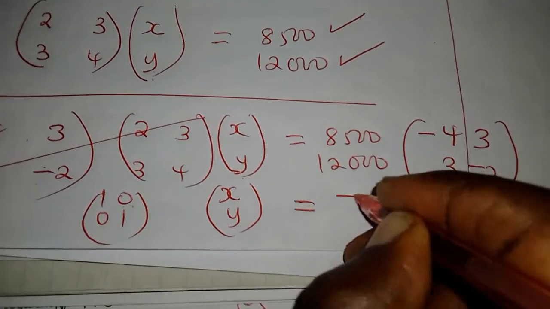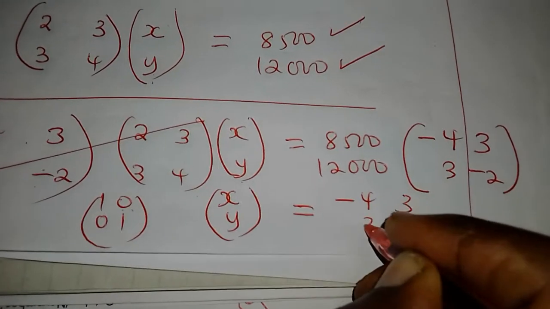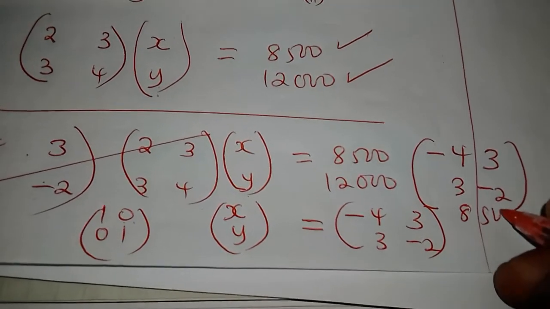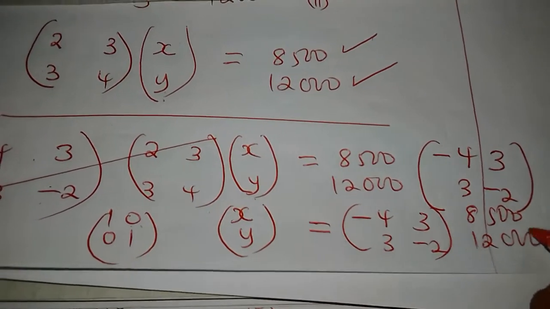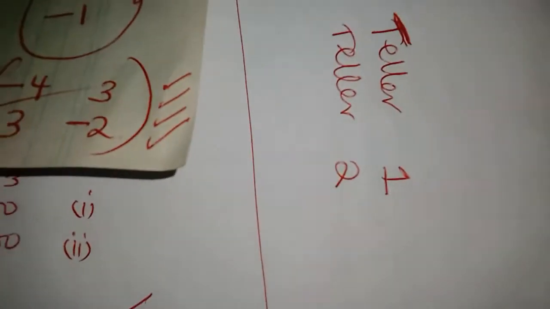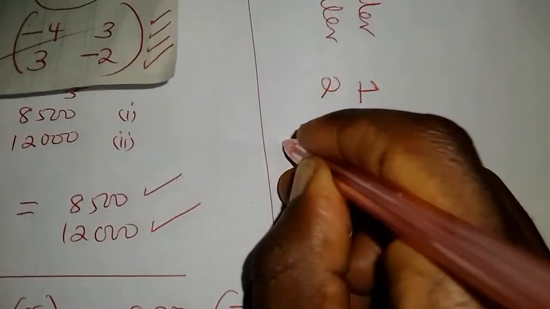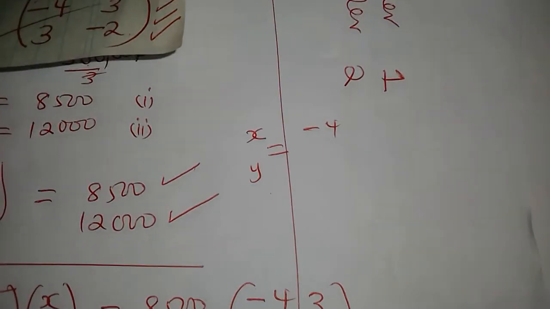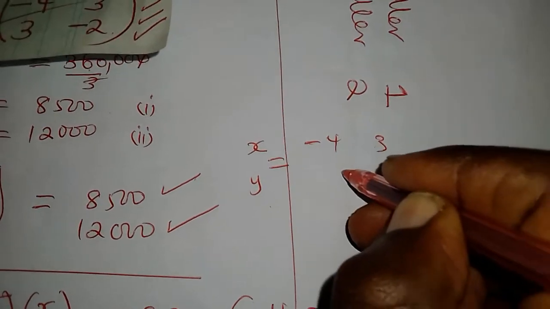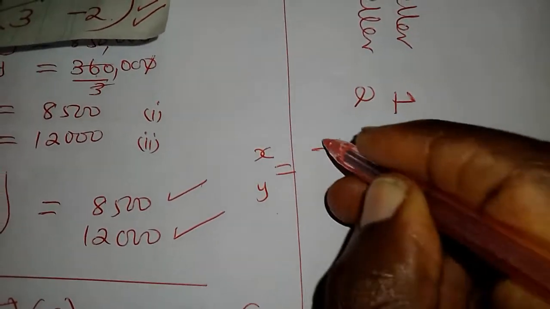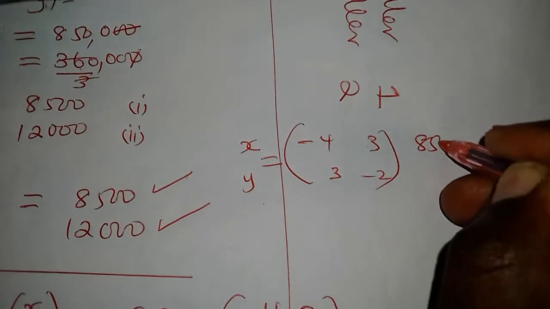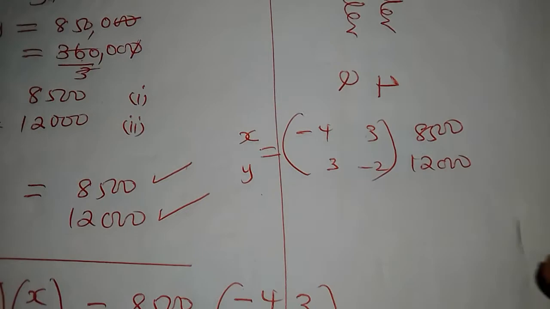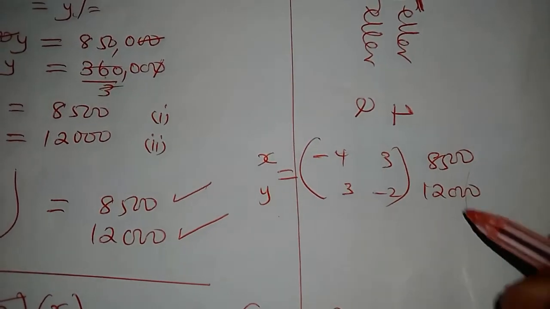How do you do it? -4, 3, 3, -2, then close the brackets. Then write here 8,500, then 12,000. Good. So you come here and write -4, 3, 3, -2, close bracket. You still have x and y getting moved along with what you are doing. Then you have 8,500 and 12,000. So you have to actually go like this when multiplying.